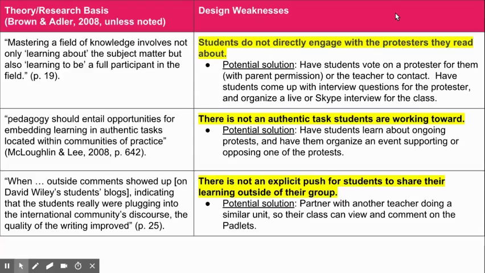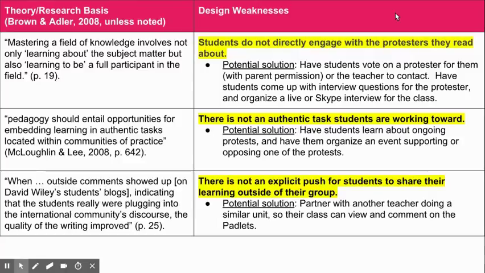The primary weakness of this project is its lack of outreach. According to Brown and Adler, students need to learn to be full participants in the field they are studying, and they need to plug into the international community's discourse. In this project, however, students do not directly engage with the protesters they read about, and there is not an explicit push for students to share their learning outside of their group.